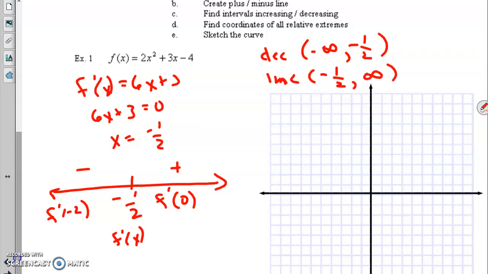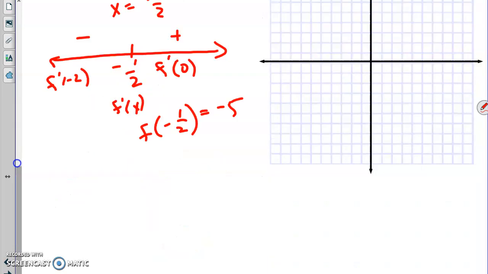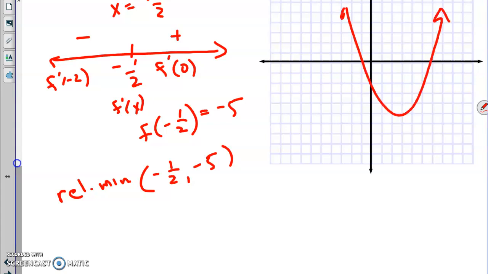I plugged the value in already, and I got f original of negative 1/2 equals negative 5. So that means negative 1/2 comma negative 5 is a relative min, decreasing followed by increasing. If I wanted to sketch it, I could. There's my decreasing, there's my rel min, vertex in this case, and increasing.